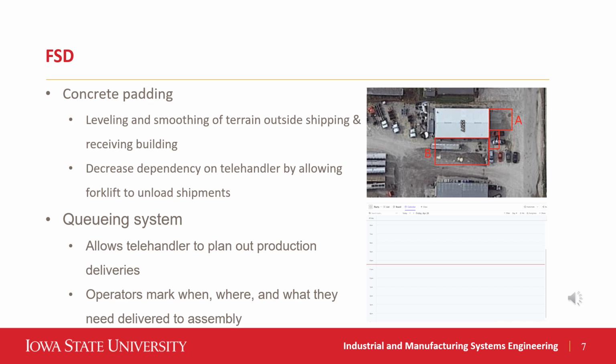The second solution we came up with was a queuing system. This would allow production operators to mark what part they needed, when they needed it, and where they needed it. By providing a visual schedule, this would allow the telehandler operator to plan out his production deliveries around other responsibilities that he has.